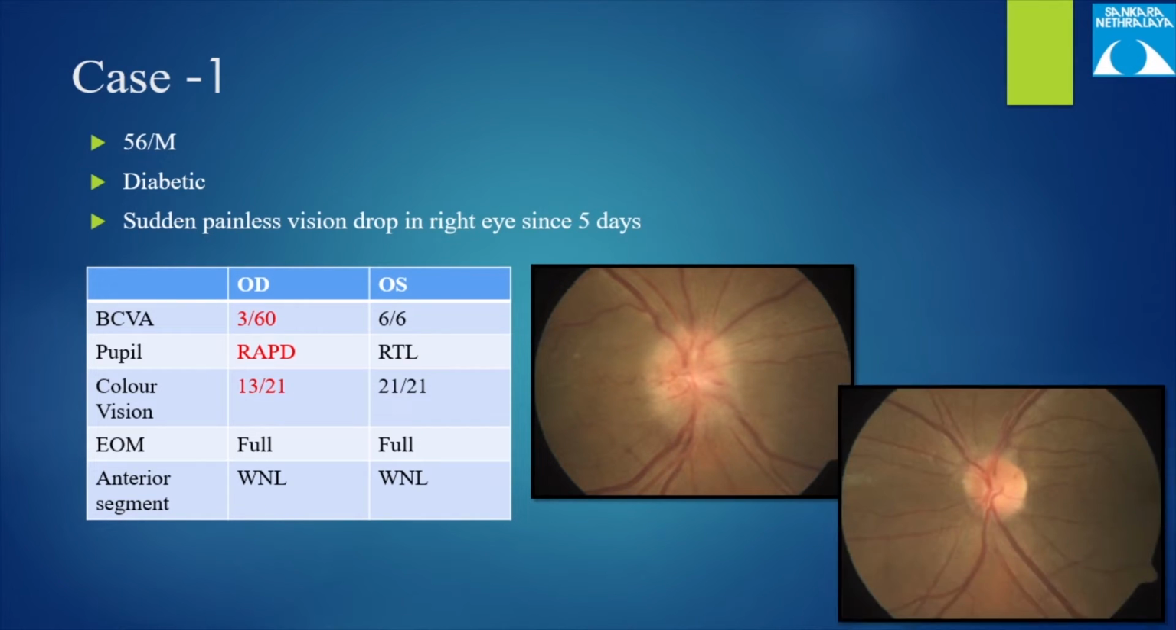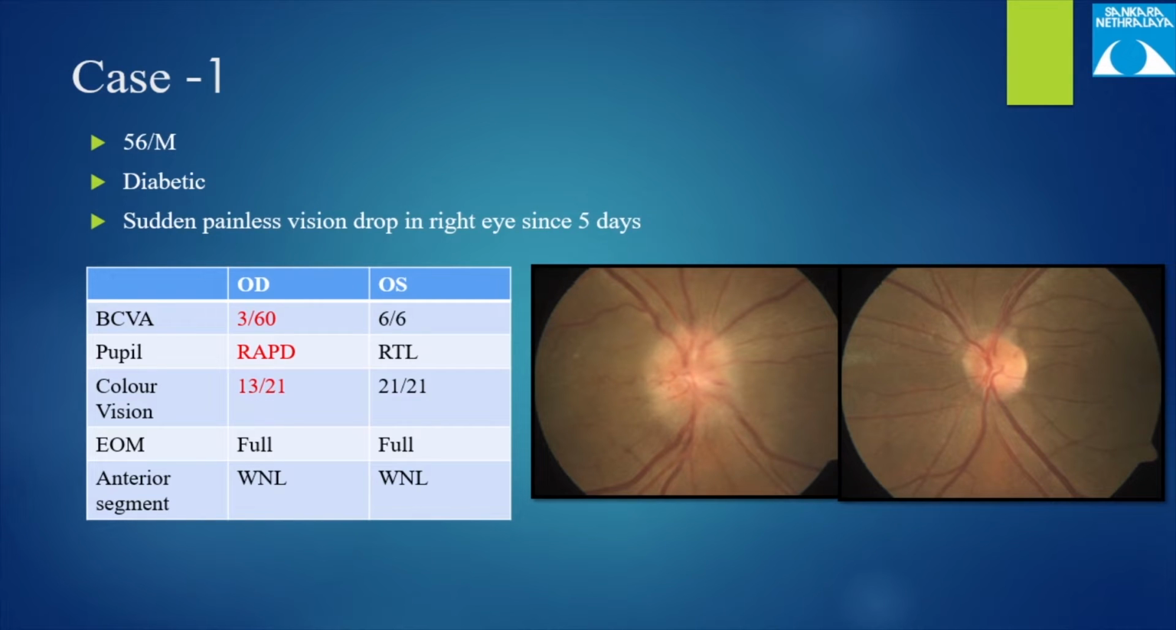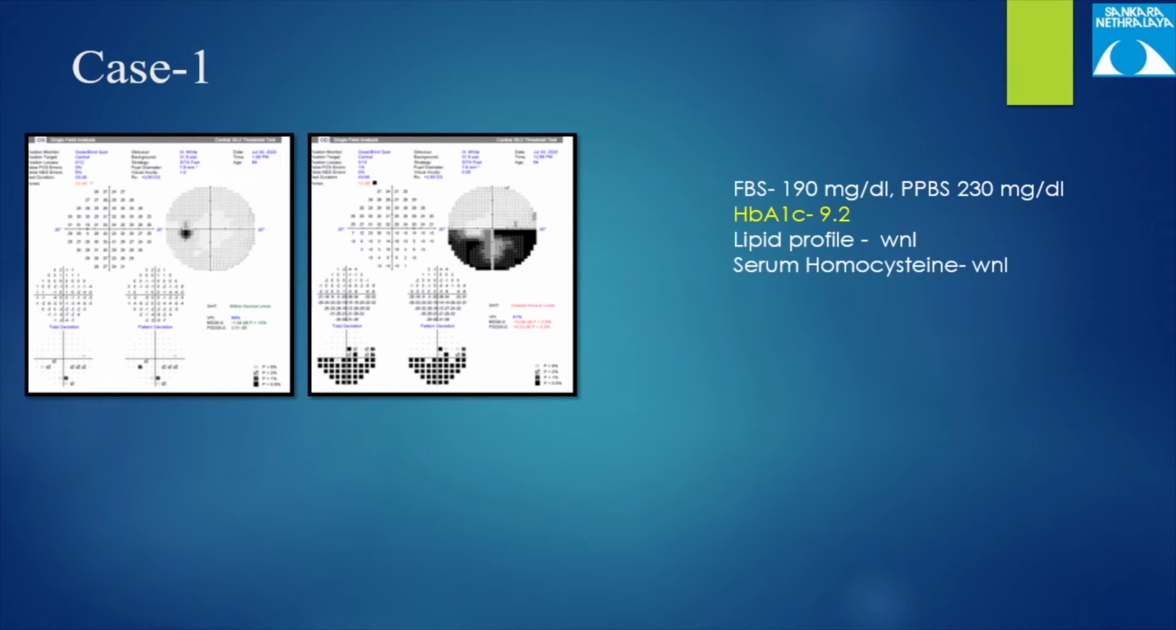Now this is the other eye. How is this disc? It is a disc at risk, because it's almost a crowded, cupless disc. A small, crowded disc. Okay. So now this patient has an inferior altitudinal defect in the right eye.